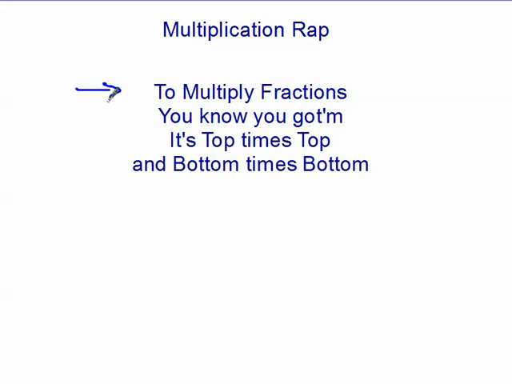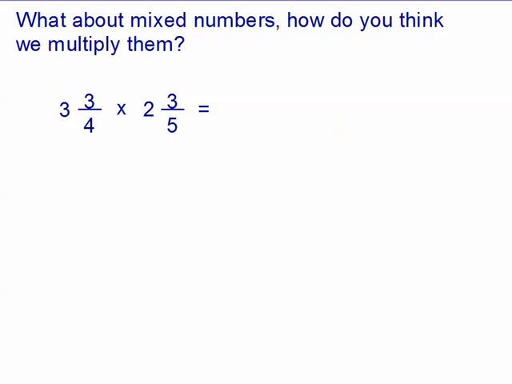We can only multiply fractions together. So once we have fractions, it's easy. We know we got them. It's just top times top and bottom times bottom. So what if I have a problem like this?